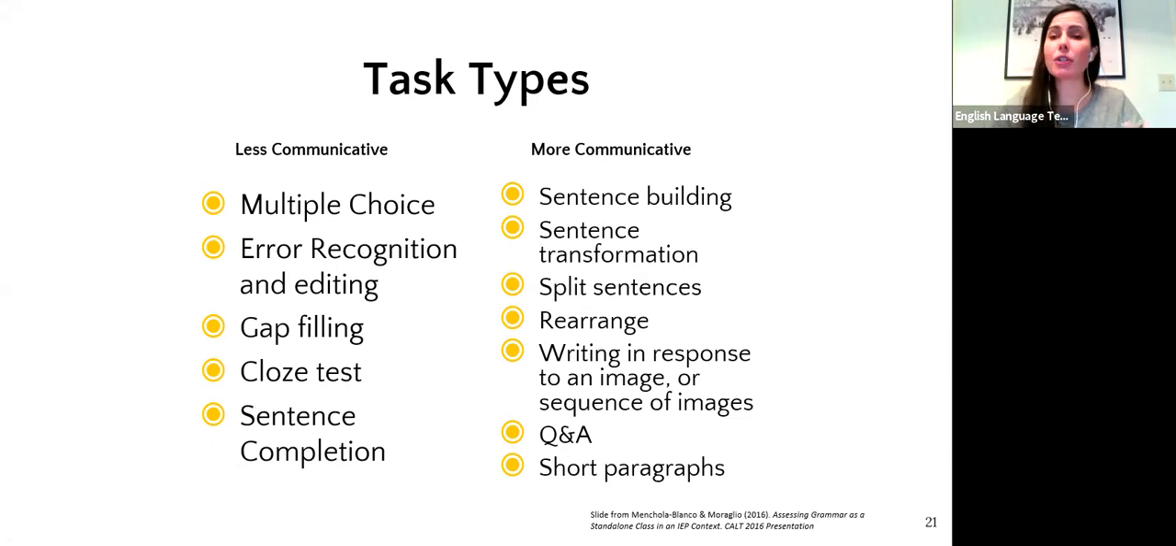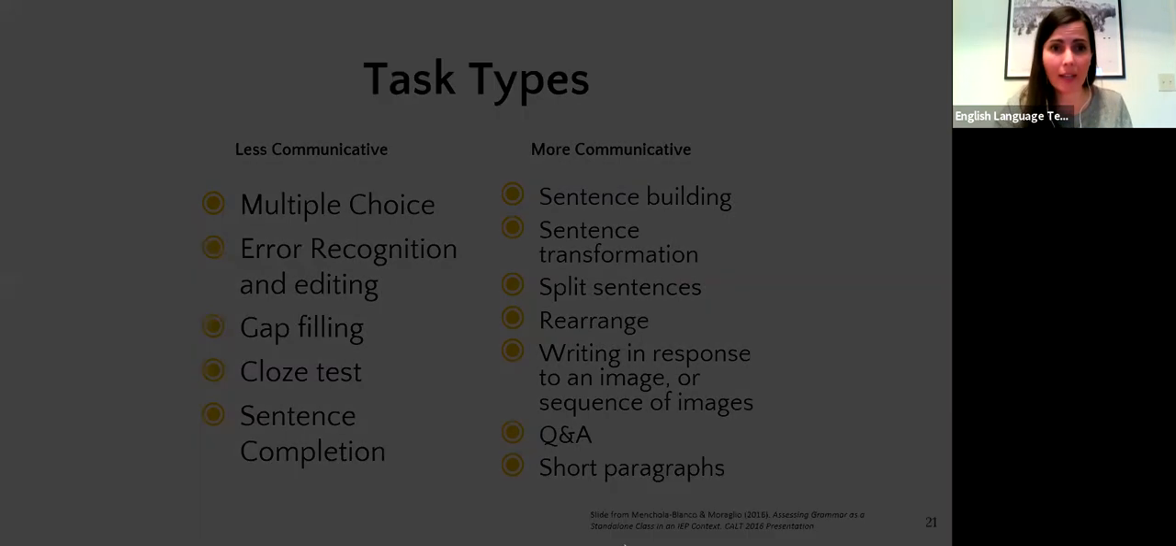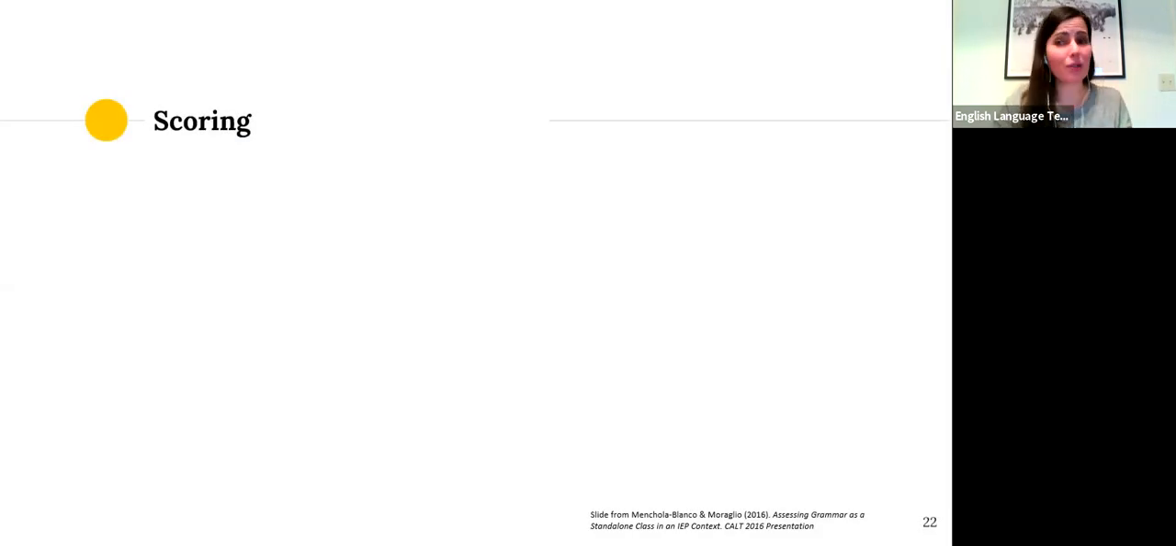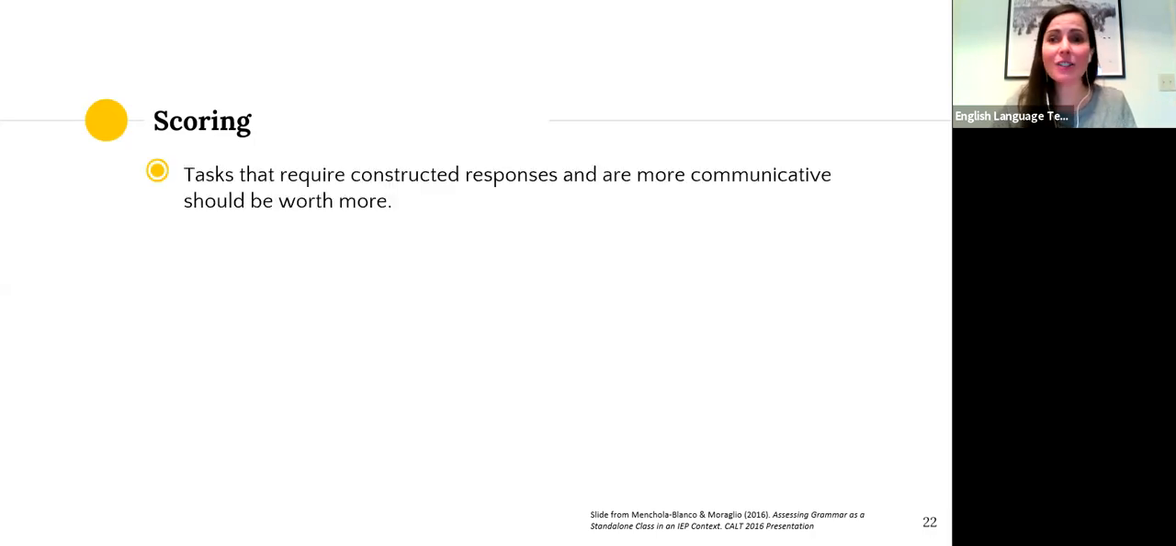And I think we should have a mix of those tasks, right? You want to have more communicative and you want to have less communicative tasks as well. And then we also, of course, have to think about scoring, right? Because not everything should be graded the same. So tasks that require constructed responses and are more communicative, they should be worth more.